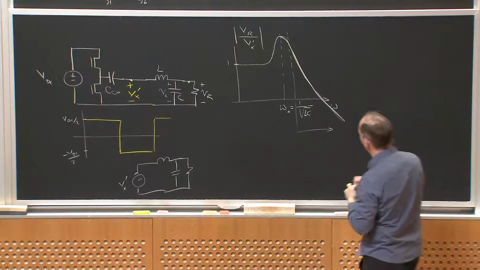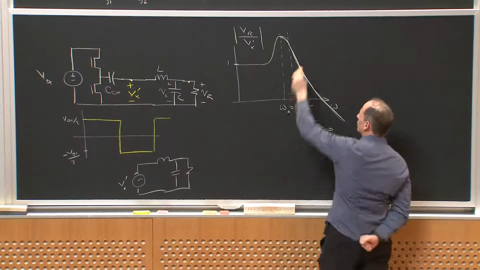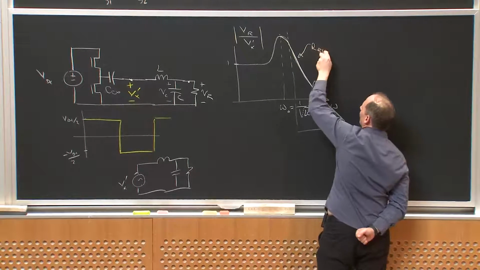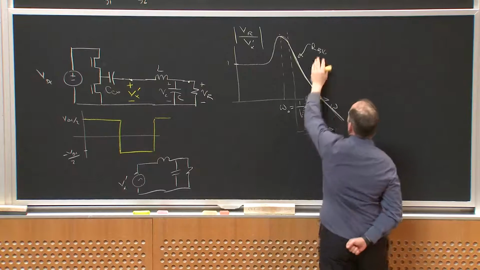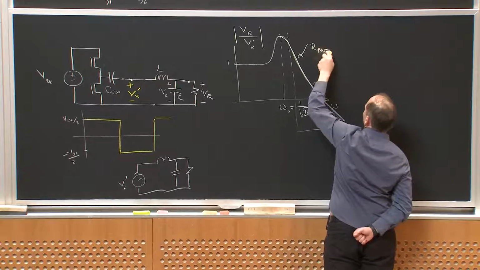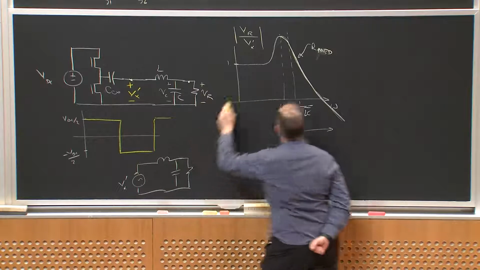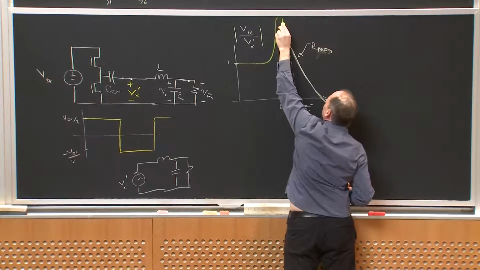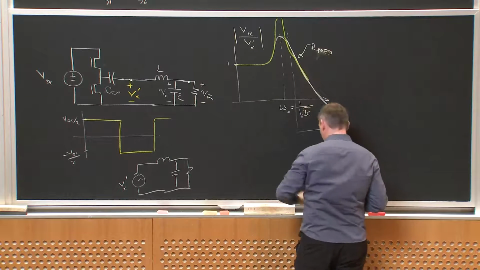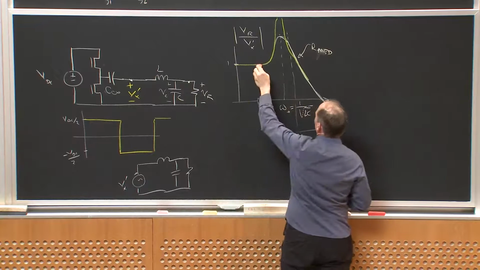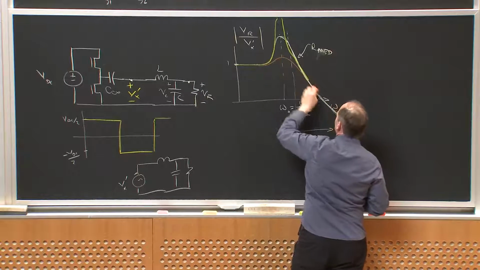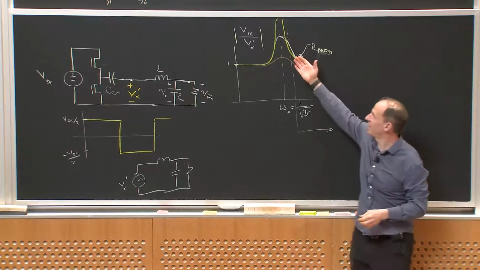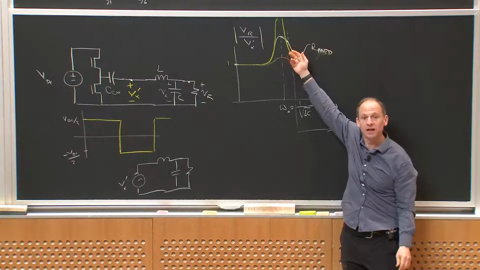And how much this peaks up is a function of resistance. So this is for R big, or maybe I'll call that R big, and maybe this is R medium. If I had a big resistor, it might look like this. And if I had a small resistor, maybe it looked like this. But here's the point: I can get voltage gain, at least if I have the right resistance value, and sometimes we use this.